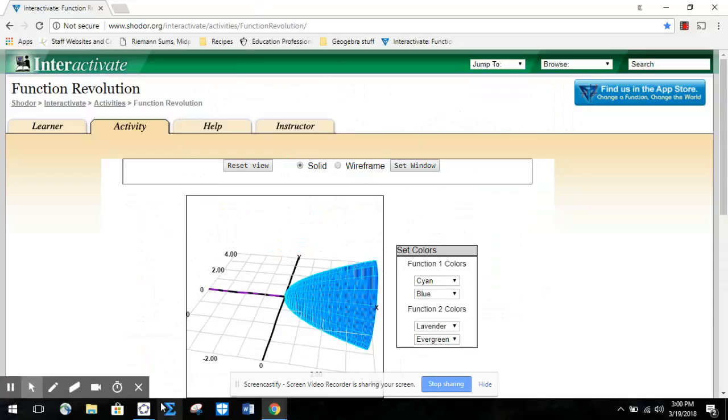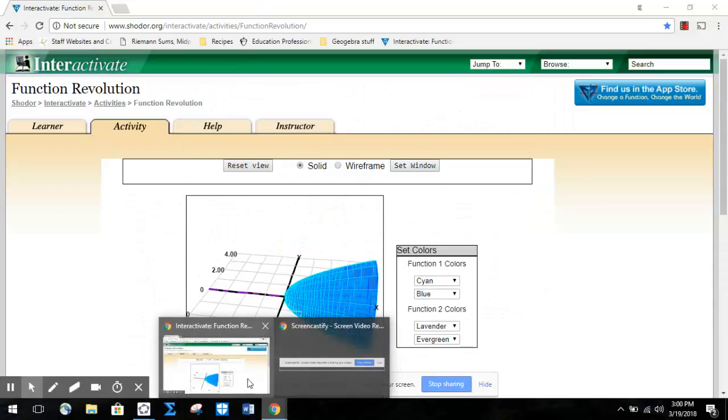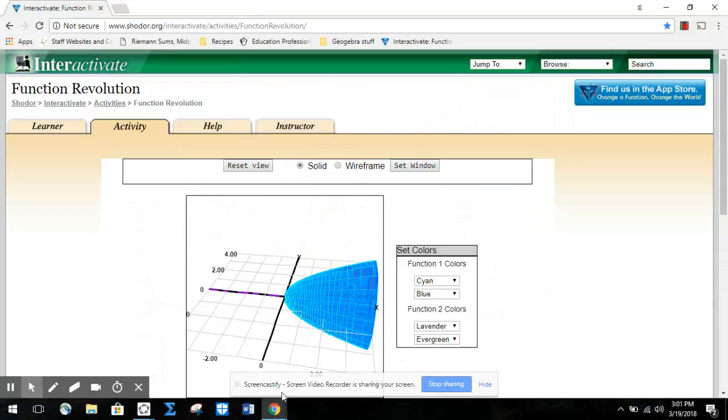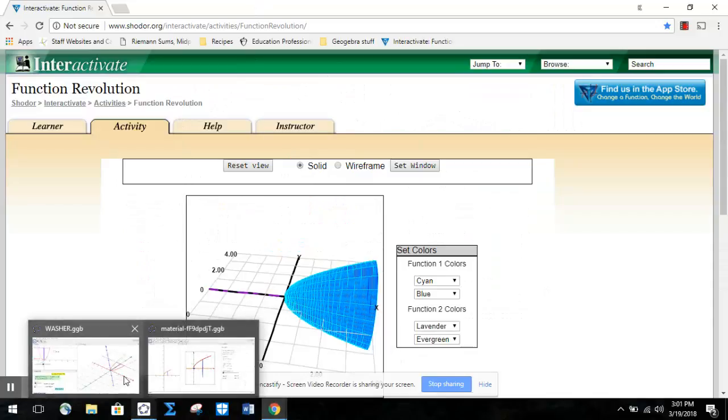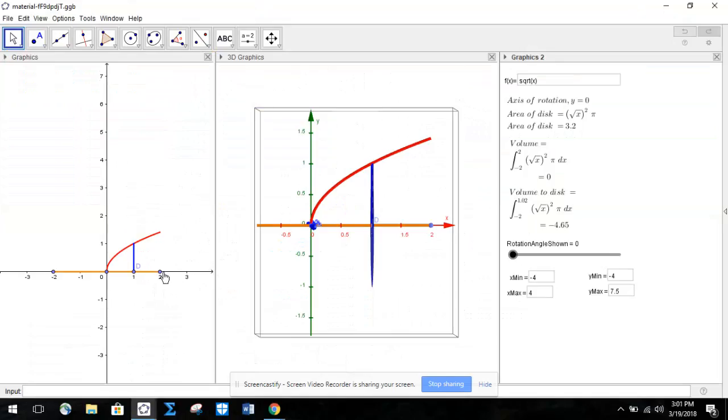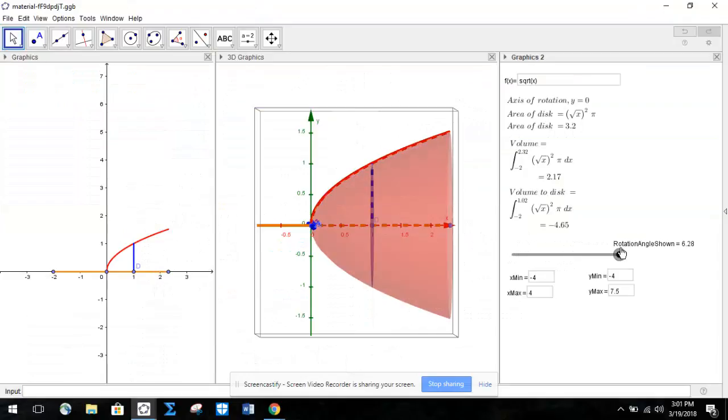Okay, so I want to just show you some other pictures. I'm going to go to this one. And here's another example. This is the square root of x again, and I'm just going to pull the end out a little bit. Seems not to be working, but it'll work in a minute. And now what I'll do is rotate the curve around the x-axis.